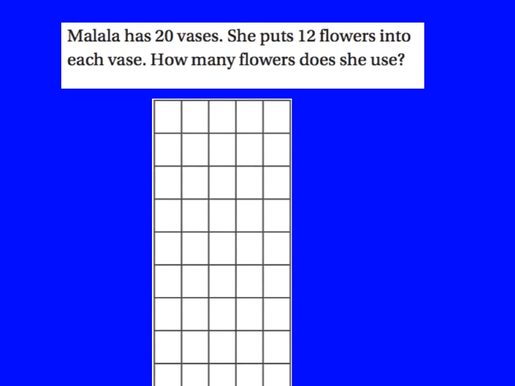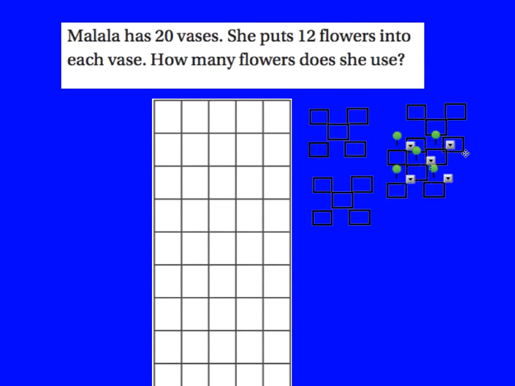Okay, so I could draw a picture to help me with the problem, and draw 20 boxes. Now don't draw it on your paper because on your paper it would take forever to draw 20, but you can watch me because I'm going to use my computer to do it quickly. Okay, so here's 5. So I'm going to do 10, 15, 20. Okay, so she has 20 vases, and she put 12 flowers into each vase. So I would put 12 into each.